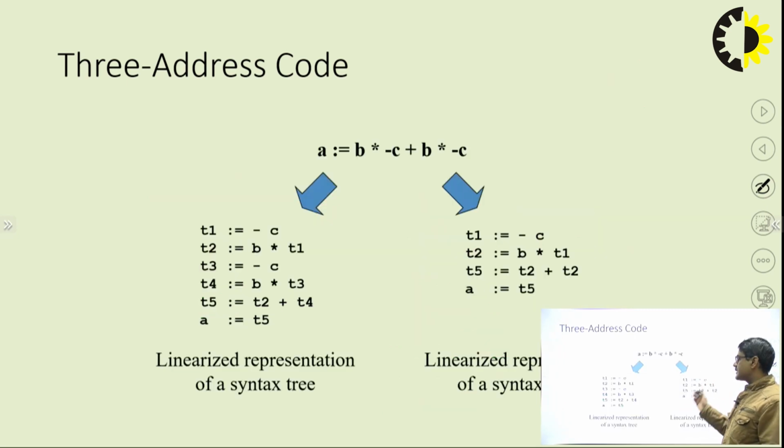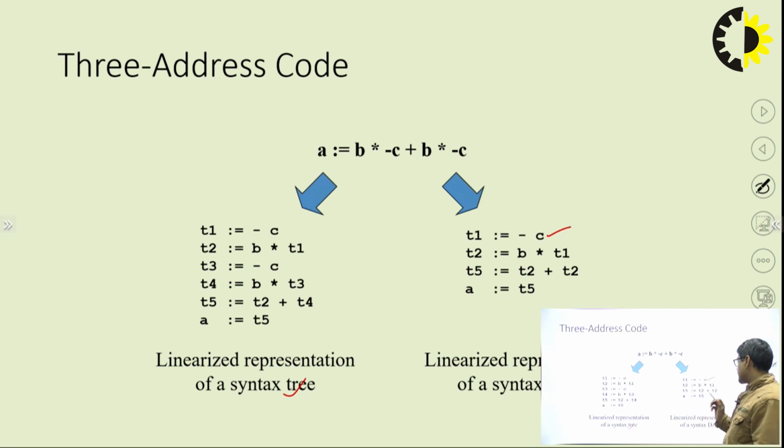Like this is the second example, that is the linearized representation of a syntax tree. The second one is the linearized representation of a syntax DAG. There are 2 types of representation of this 3 address code. One is in the form of quadruples and the second one is in the form of triples, which I am going to discuss in the next lectures. So the linearized syntax tree is basically containing all the parts.